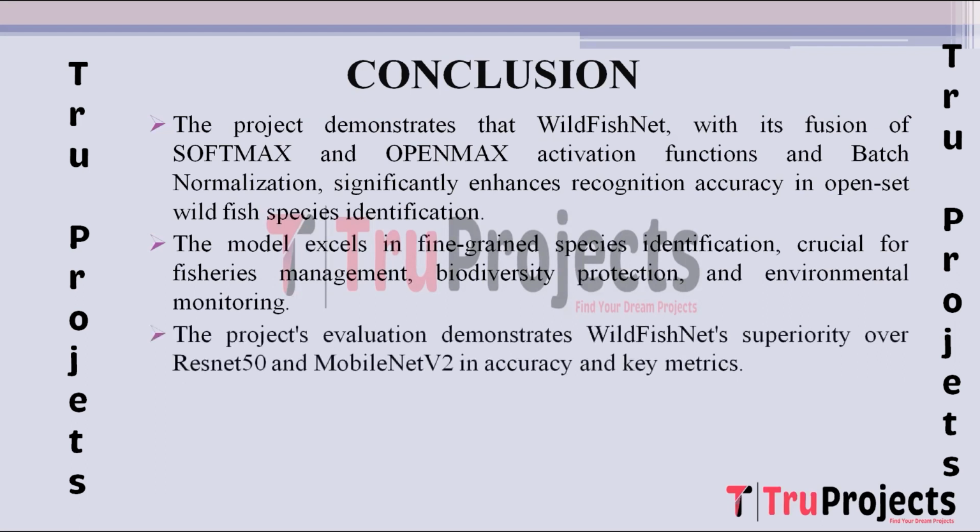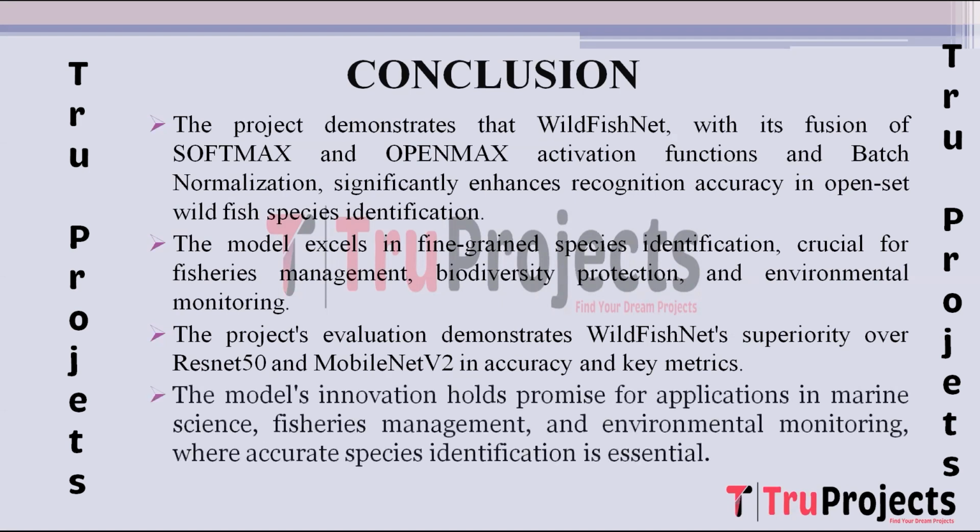The project's evaluation demonstrates WildFishNet's superior performance over established algorithms like ResNet 50 and MobileNet v2. It outperforms these benchmarks in terms of accuracy and essential metrics, underlining its effectiveness. The model's innovation holds significant promise for applications in marine science, fisheries management, and environmental monitoring. Accurate species identification is essential in these fields for the protection of marine ecosystems and the sustainable use of resources. WildFishNet's contributions are valuable for these critical applications.